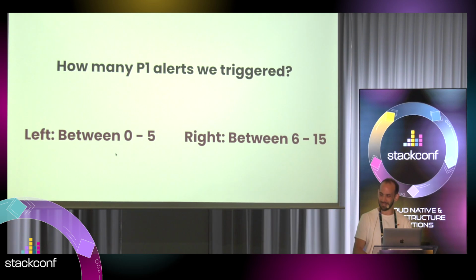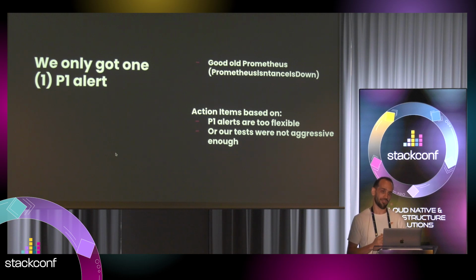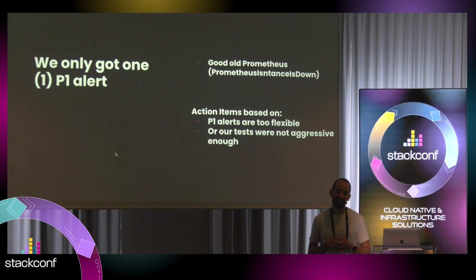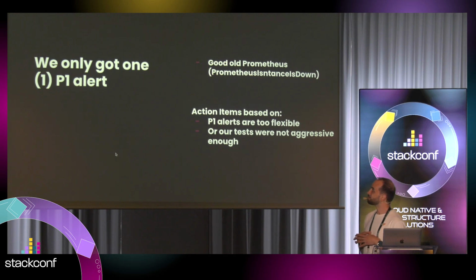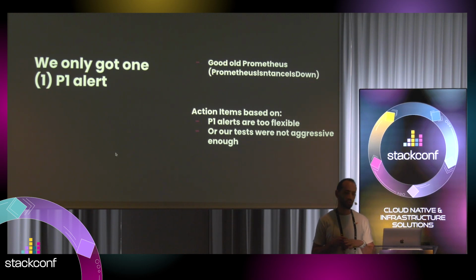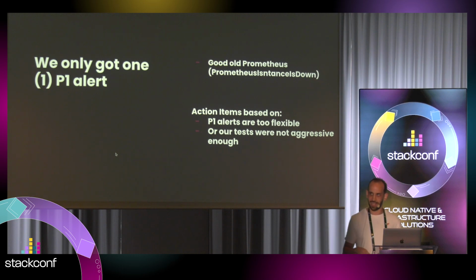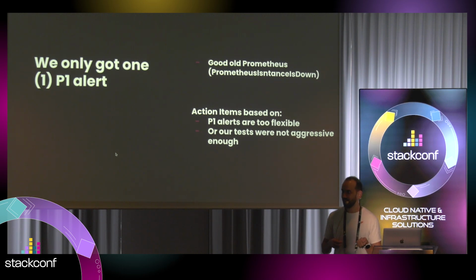Okay, all right. I would say the same. Unfortunately, we got just a single P1 alert, and we're talking about production monitoring. Now, the alert we got was good old Prometheus: Prometheus instance is down. It's serious enough to justify an alert, which makes sense. But then a few things obviously are not working out.